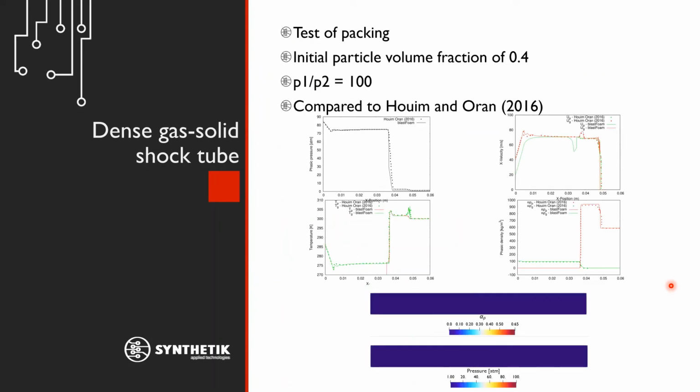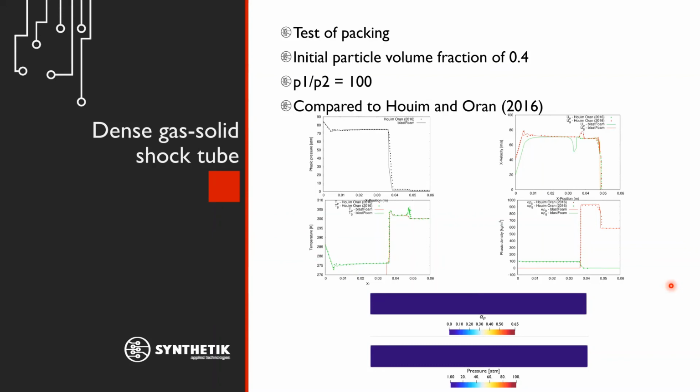Next, we have a dense gas solid shock tube. So this is packing. This is where a lot of interesting stuff begins to happen. You have things like granular viscosity, frictional pressure. Generally in incompressible flows, you assume that the heat released from inelastic collisions is zero. Here, that is not necessarily true. So all of that is incorporated into this test.